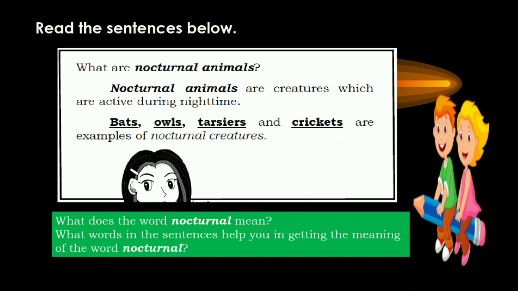What words in the sentences help you in getting the meaning of the word nocturnal? We have bats. Yes, the underlined words: bats, owls, tarsiers, and crickets. Aside from that, the term nocturnal animals is also defined in the first sentence, which is stated as creatures which are active during nighttime.